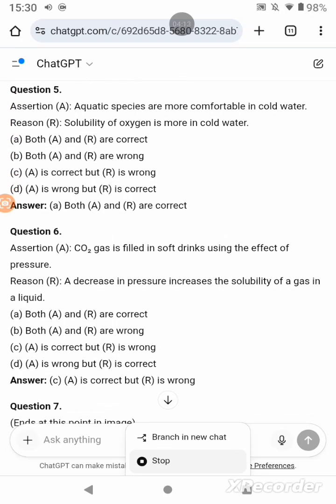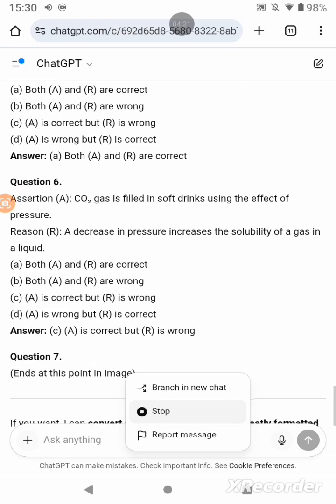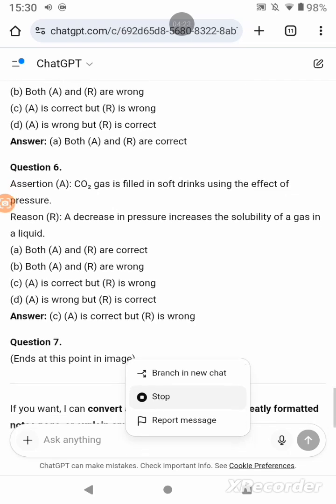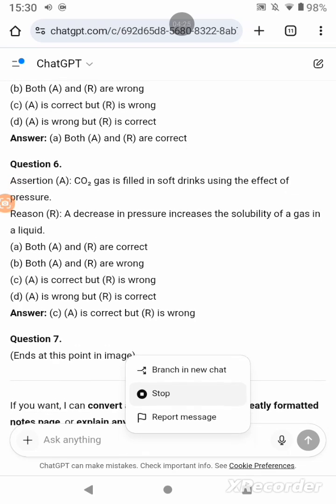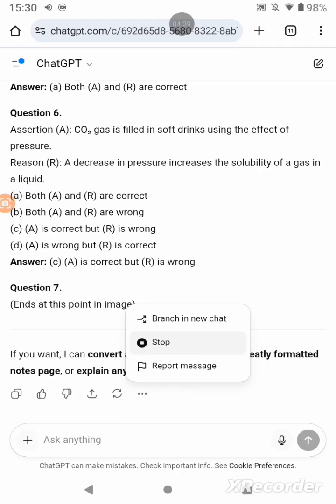Question 5. Assertion A: Aquatic species are more comfortable in cold water. Reason R: Solubility of oxygen is more in cold water. A. Both A and R are correct. B. A is correct but R is wrong. D. A is wrong but R is correct. And both are correct.